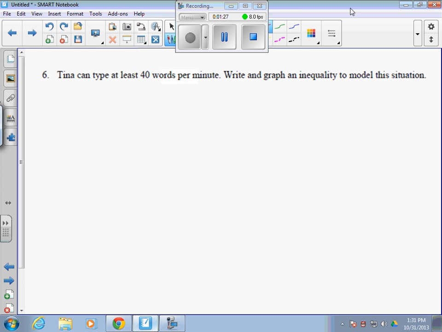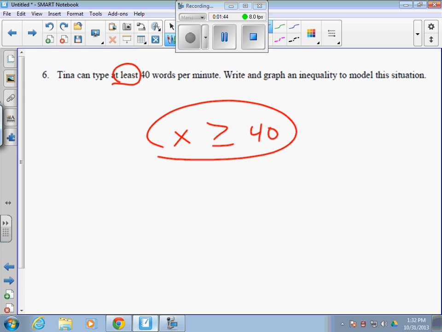Number 6 says Tina can type at least 40 words per minute. There's your key right there, at least. That means she's not typing 39. That means she's typing 40, or she's typing 41 or 42 or more than that. So more than 40 or 40. So Tina can type X is greater than or equal to 40.